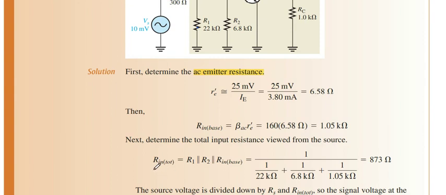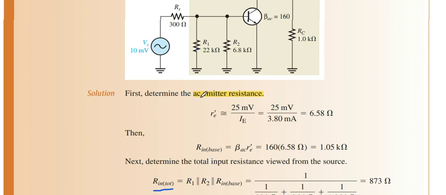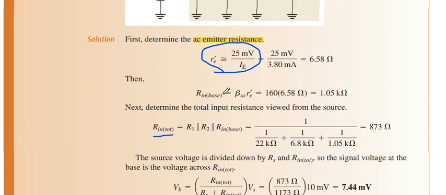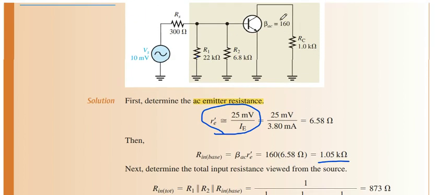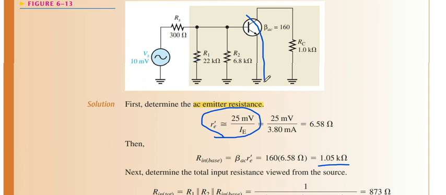What is R in base? R in total, sorry, R in total. As an emitter resistance, it is by using this formula. We read it before. IE is 3.8 milliampere and equal to the RE tunnel resistance is this one. So R in base is equal to 1.05 kilo ohm, which is represented this. This is R in base.